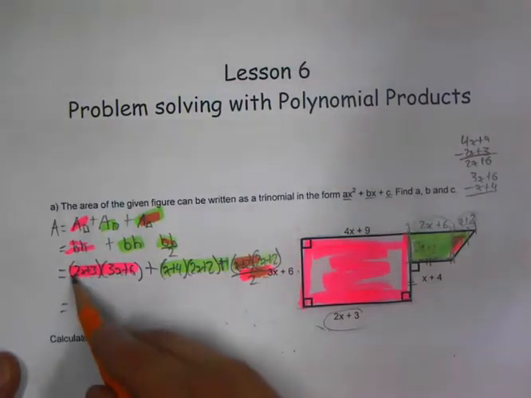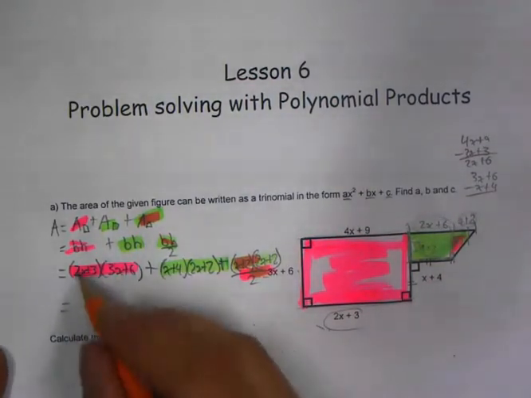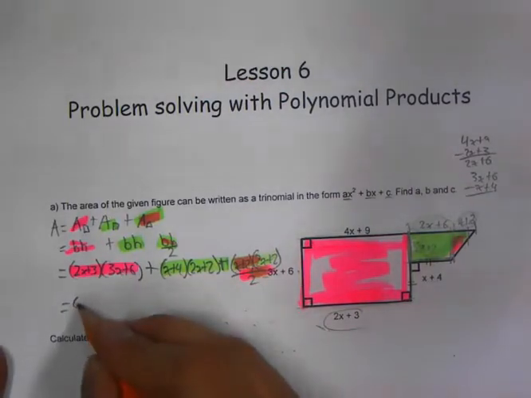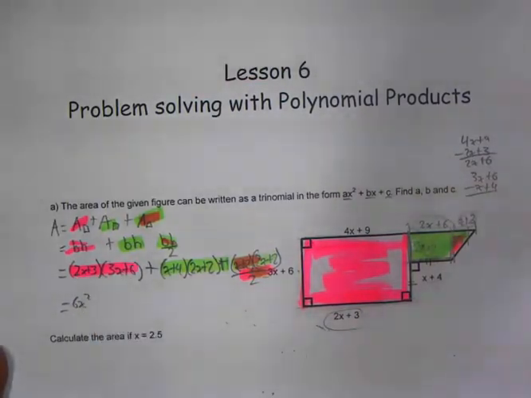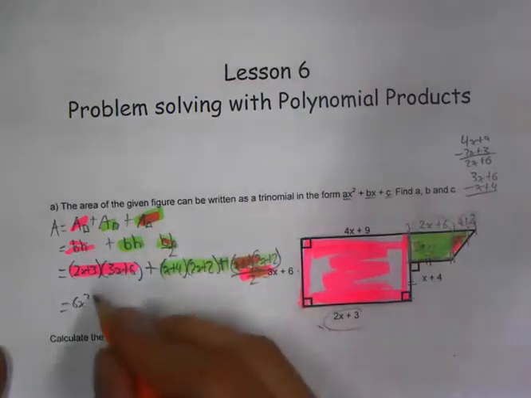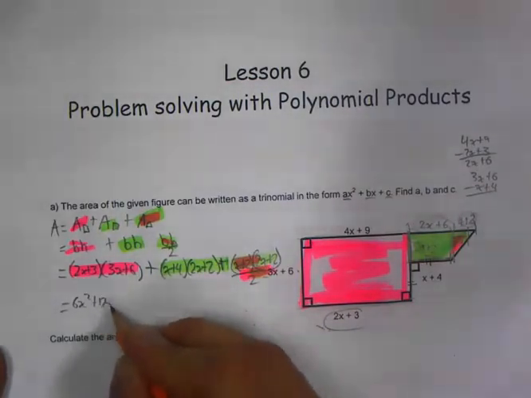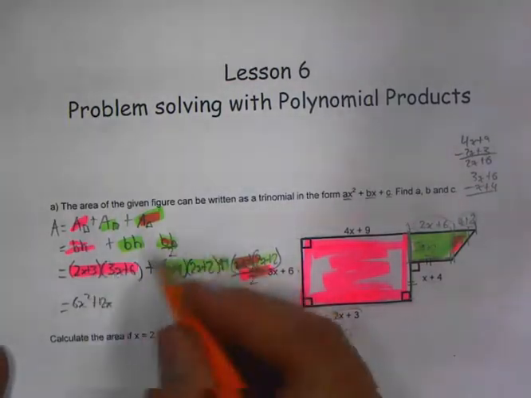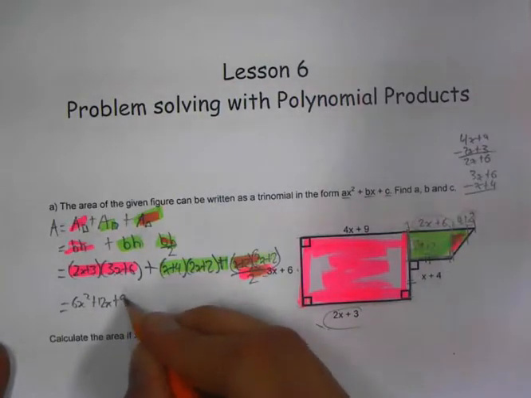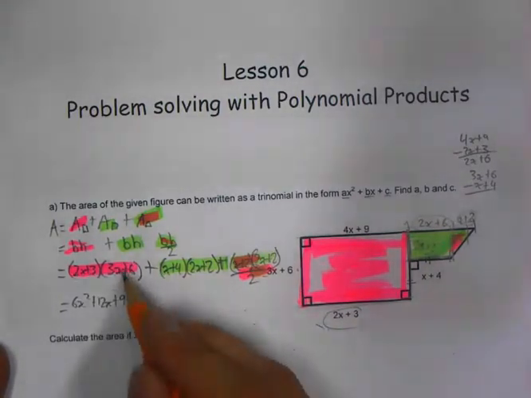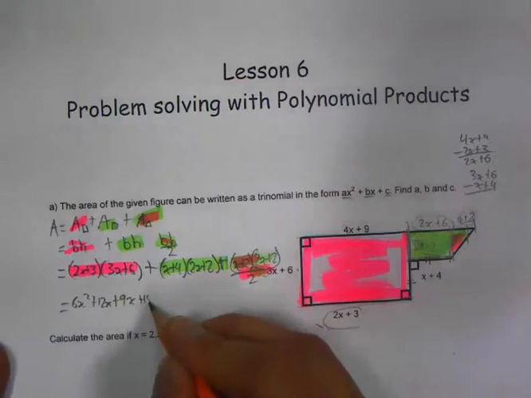I'm going to use my distributive property. That's going to give me 2x multiplied by 3x will give me 6x squared. Then I have to go 2x multiplied by 6 will be plus 12x. Then 3 multiplied by 3x will give me plus 9x. And then 3 multiplied by 6 is plus 18.